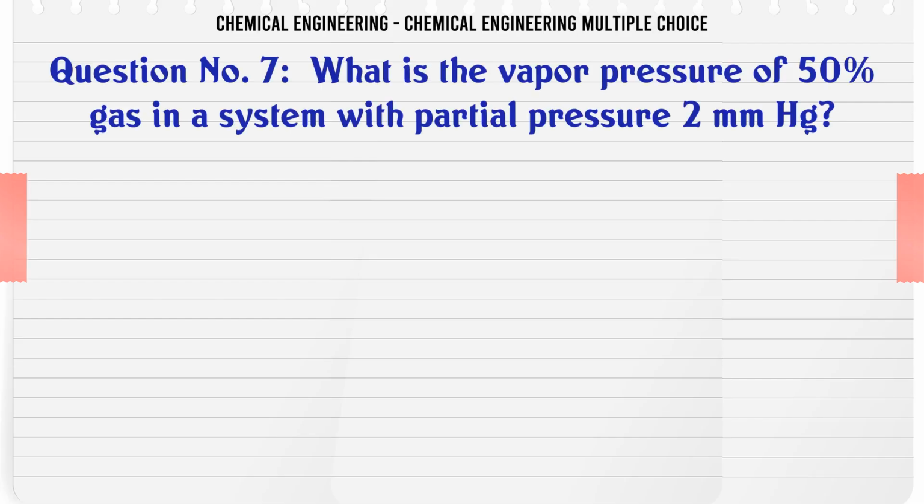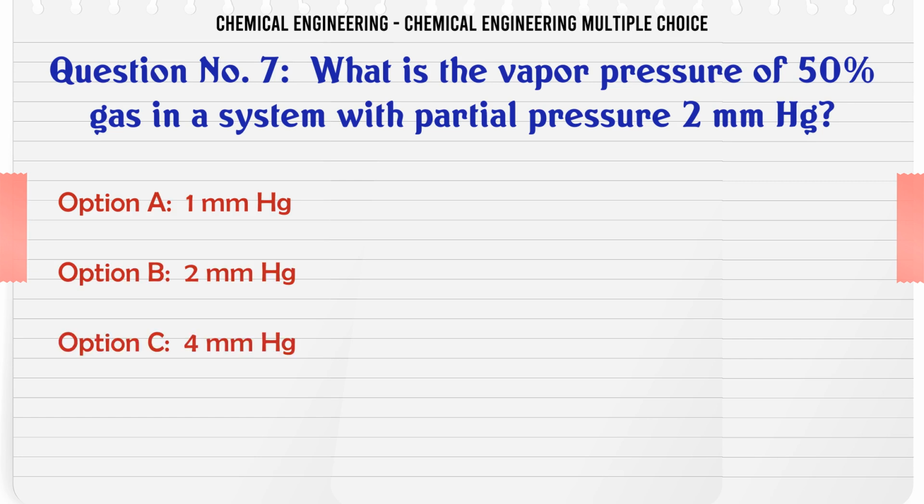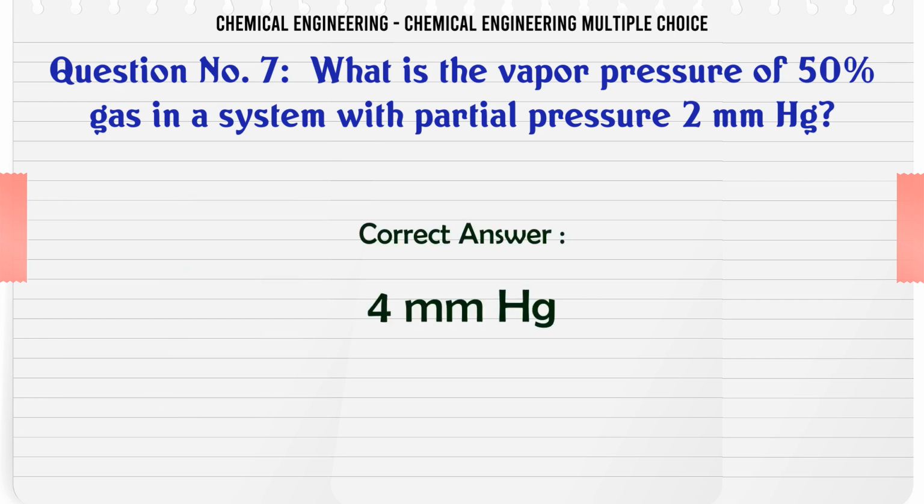What is the vapor pressure of 50 gas in a system with partial pressure 2 mm Hg? A 1 mm Hg, B 2 mm Hg, C 4 mm Hg, D 8 mm Hg. The correct answer is 4 mm Hg.